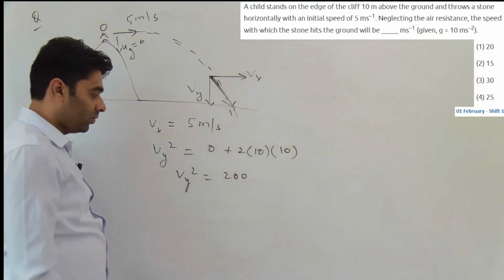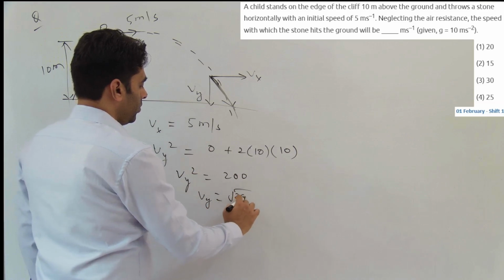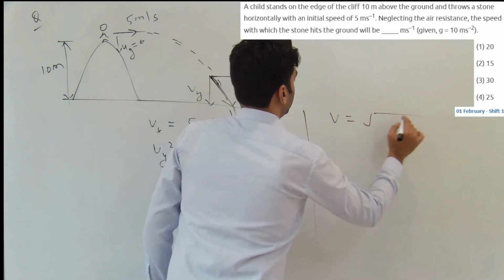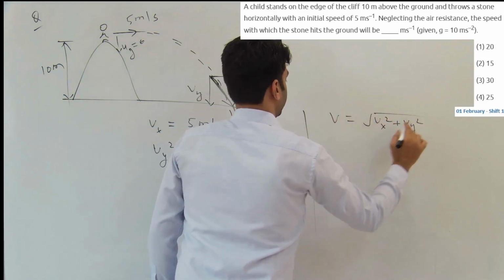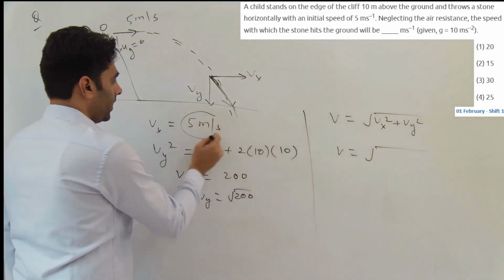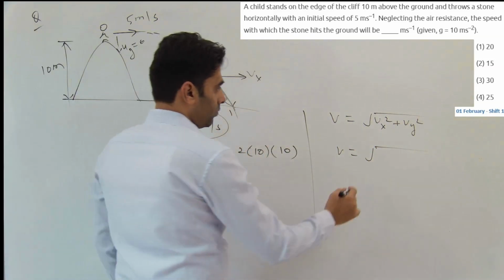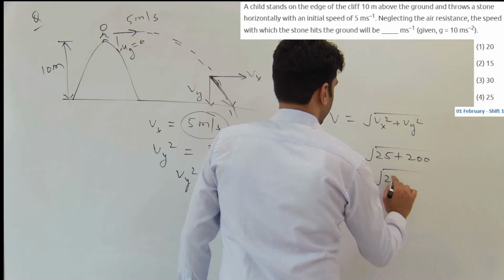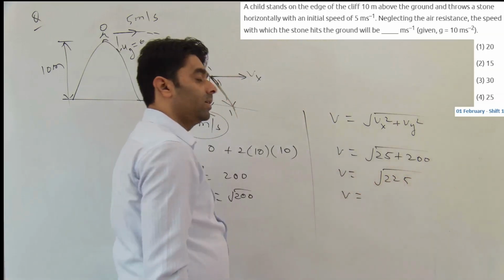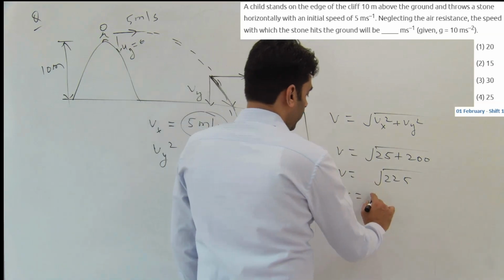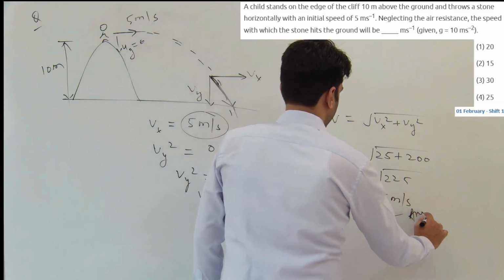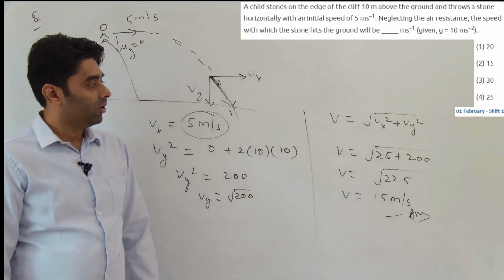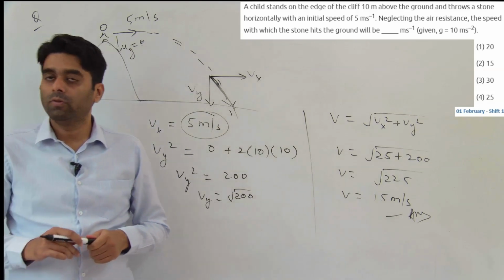Fine. This is Vx. This is your Vy. Vy value is root 200. Fine, beta. They are asking us net velocity. Net velocity will be root over Vx square plus Vy square. How much is our Vx? 5. 5 square is 25 and Vy square is 200. We get root over 225. So the velocity of the particle when it hits the ground will be root 225, that is 15 meter per second. Okay. So we calculated in x separately, in y separately, and then found out the net velocity. Fine. So option will be, what is our option? Option number 2, 15.